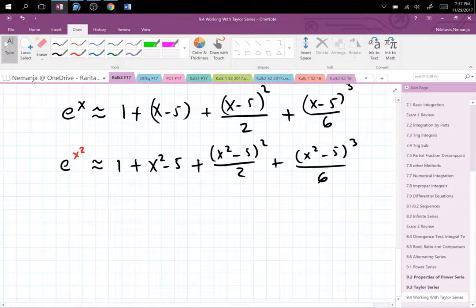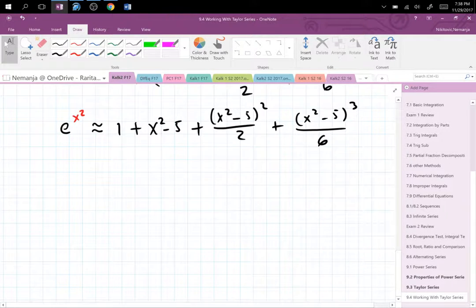So the question is, how annoying this gets to be, right? So you want to see Maclaurin series because you don't have to deal with x minus 5 squared, x minus 5 cubed. And then especially when you have this type of thing where you have to replace each x with x squared or something, then it becomes worse.